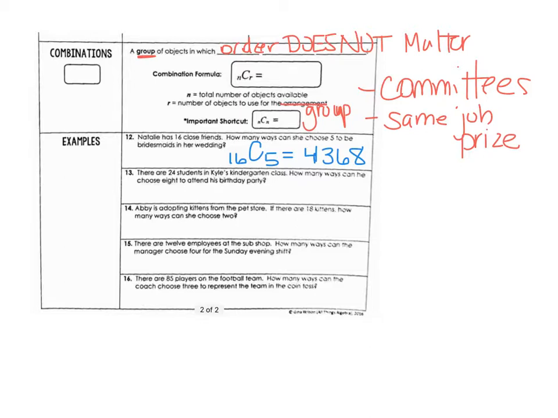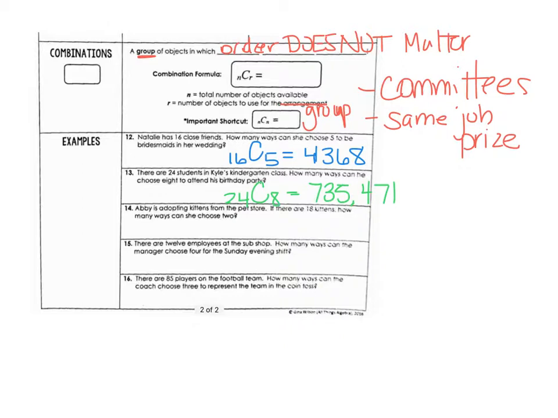Okay, 24 students in Kyle's kindergarten class. How many ways can he choose 8 to come to his birthday party? Okay, again, they're all doing the same thing. It's just a group of kids coming to the birthday party. So you don't need to line them up. You just need to make a group, so a combination of 8 kids. So 24, nCr formula, 8. So 735,471 different 8-kid groups he could invite to his birthday party.